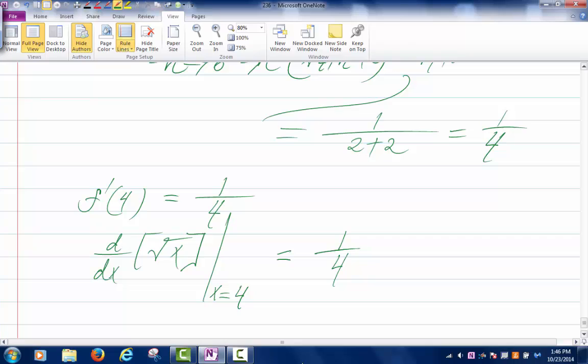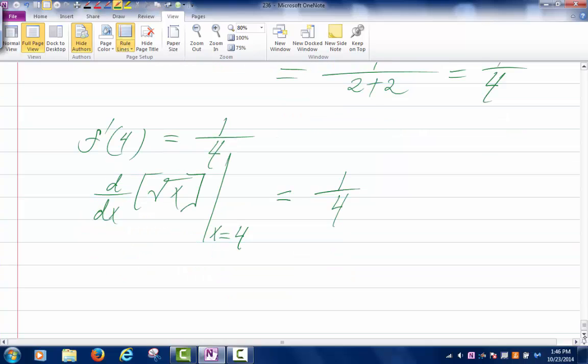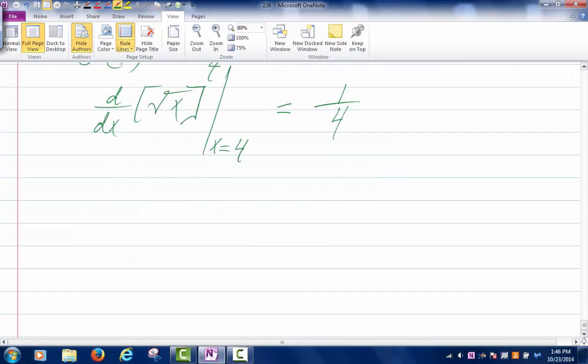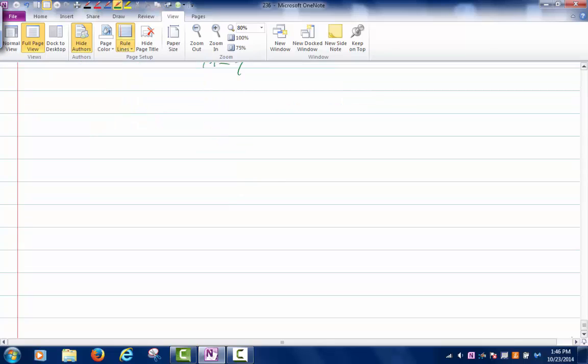If you want to make sure that you got the right answer, you can find the derivative of root x by using the formulas, and then evaluate the derivative at 4 and make sure you get the same answer. So is everybody okay? All right, so that's part A of question number 1. What would be part B of question number 1?